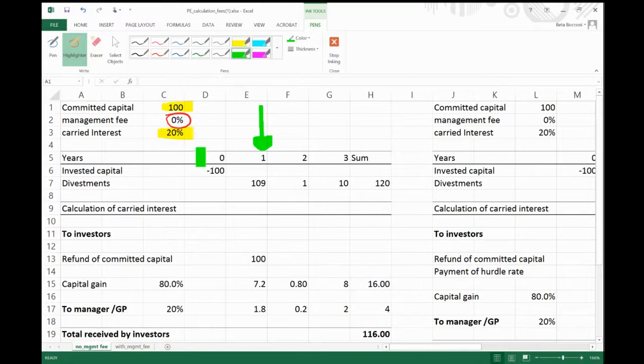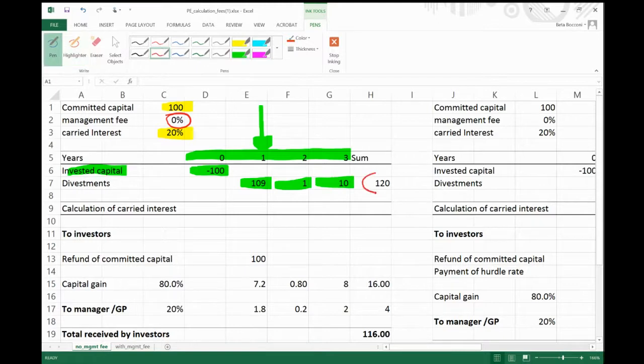As you know, we are on a time horizon of 4 years, years 0, 1, 2, and 3. We know that the invested capital, which is equivalent to the committed capital because there are no management fees, is fully contributed at year 0. And then we know that there are 3 divestitures, 109 million year 1, 1 million year 2, and 10 million year 3. So that you can imagine that the cumulative value, liquidation value, at the end of the period will be 120.